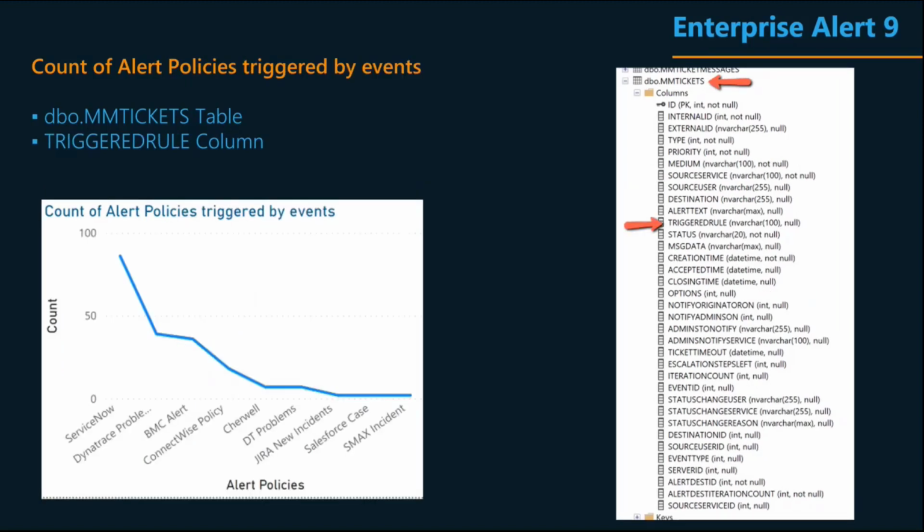And then our last but not least down here is the alert policies that are being triggered. So for this, we use the tickets table again, but this time we use the triggered rule column for which rules/policies are being triggered by the incoming events.